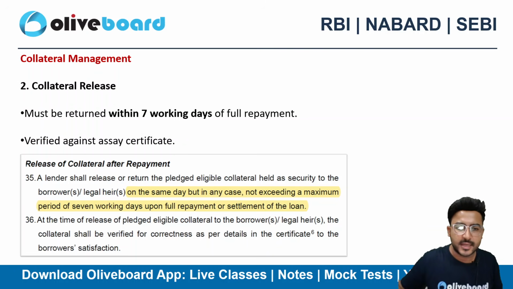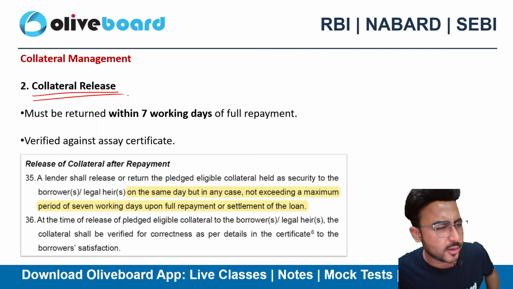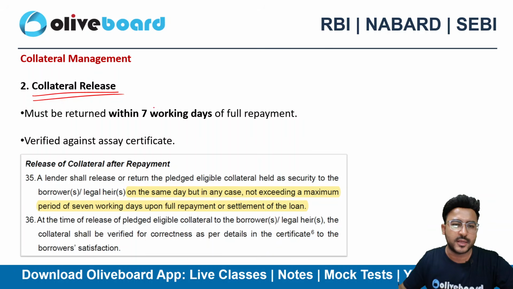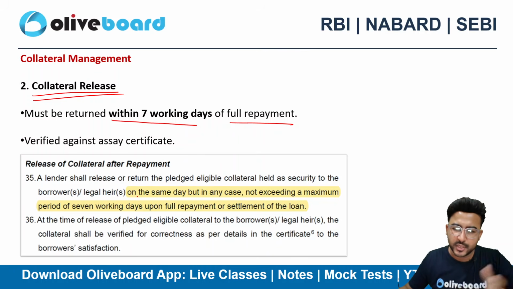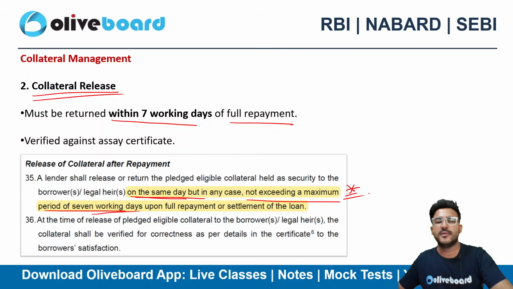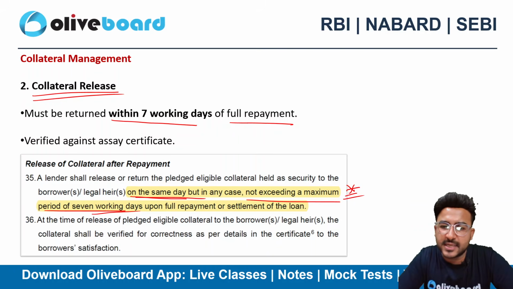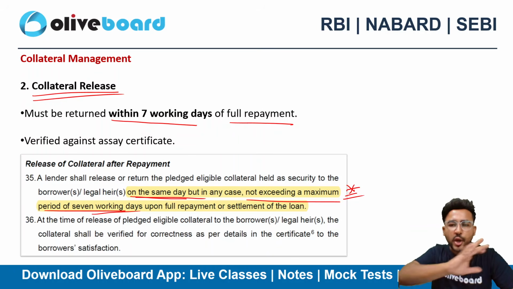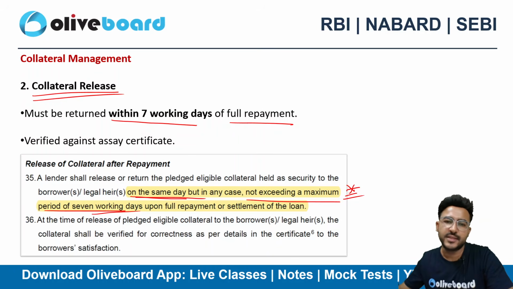Collateral release: when you'll be releasing the collateral, obviously if the borrower has paid the loan amount, you need to return it within 7 working days of the full repayment. You need to give it on the very same day. However, the tenure cannot exceed the 7 days. So you need to remember this line. If the borrower has settled the loan obligation, you need to give it immediately on the very same day. If not possible, then within 7 working days, not exceeding that.